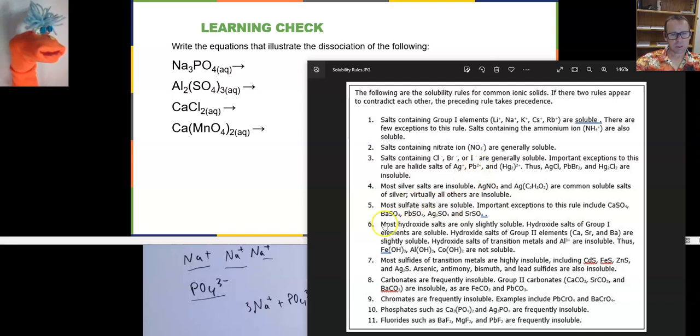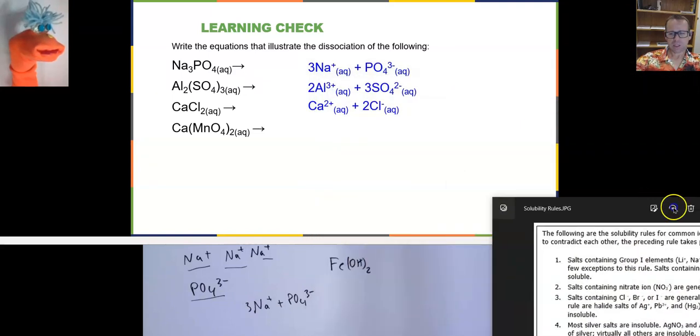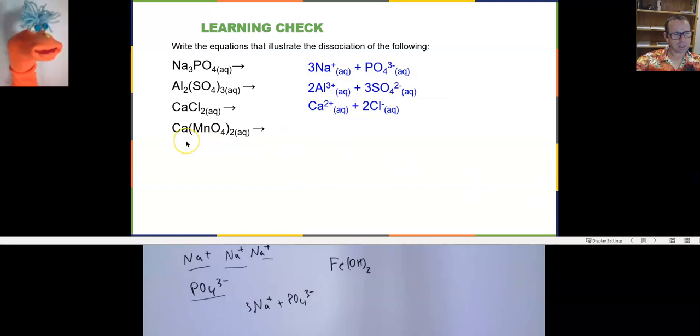So most sulfates, most hydroxides, most sulfides and transition metals are insoluble. Carbonates and chromates are frequently insoluble. Phosphates are frequently insoluble. Fluorides are frequently insoluble. Yeah, I don't see anything about the permanganate ion. Permanganates are generally soluble, though. Okay, so how many calcium ions? Just 1. And how many permanganates? 2. And what's the charge on the permanganate? -1. Very good. I should have asked you the charge on the calcium. It's +2. Yeah, I knew that. Okay, we had it right up here.